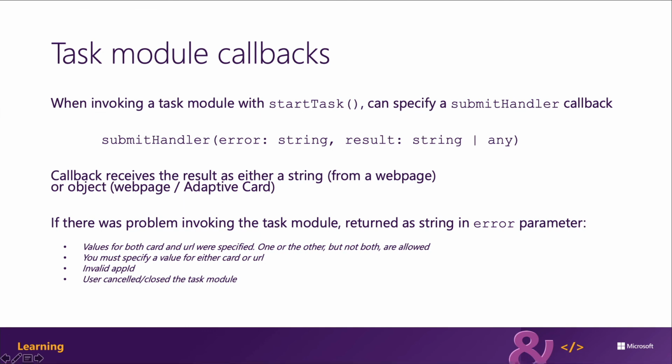The second error is you must specify a value for either card or URL. Again, they're mutually exclusive, but you've got to have at least one. The Invalid App Id error is saying the taskInfo.appId property, the one that you specify when you call submitTask or startTask, is not valid. And the user canceled or closed the task module, that's notifying your tab or whatever opened up the task module that the user canceled out of it.